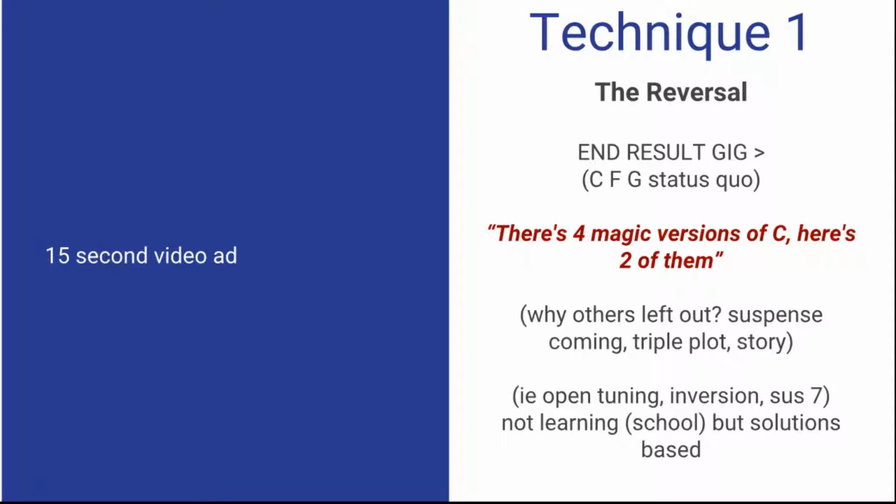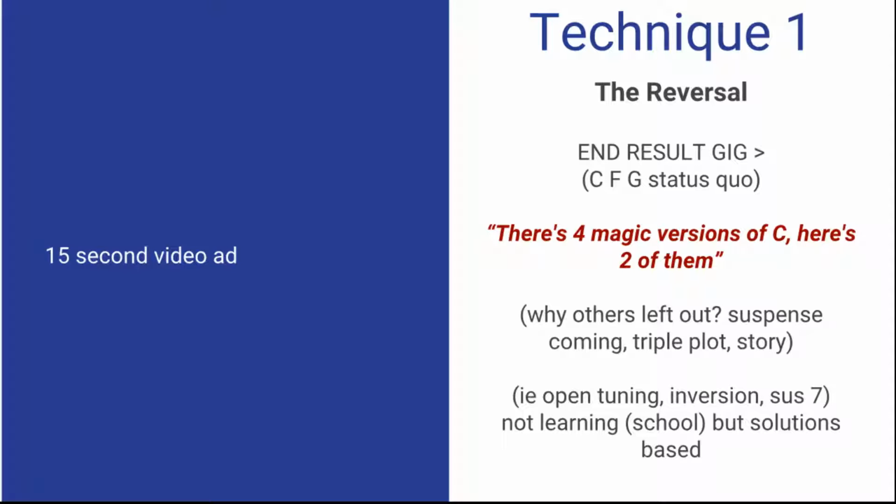Here's 2 of them. Okay, now straight away you can see in the video script that we're getting a lot of mystery in there and a lot of desire. We're not going in factual, we're not selling, we're not explaining, we're not doing this is how to or anything like that. Who else would like to play the chord of C or anything like that? Thank you, John Carlton. We're actually going in with an interesting statement. There's 4 magic versions of the chord of C.